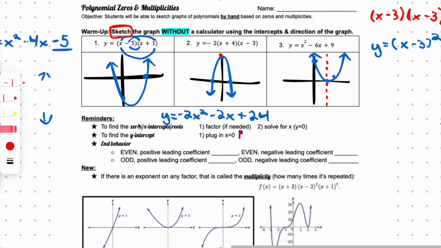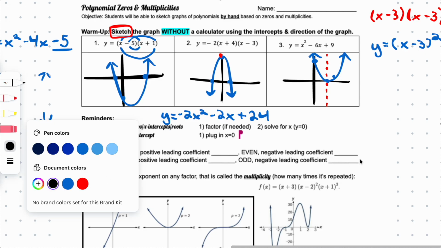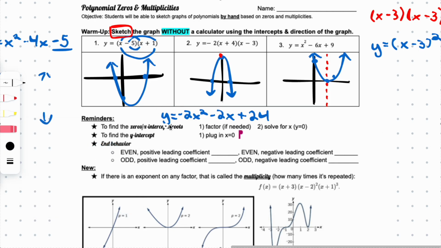Some important characteristics we should remind ourselves of when we're graphing functions like these: find the zeros and x-intercepts, also known as the roots, find the y-intercept, and factor if needed, which we did up here. Plug in x equals 0, which we could do in all of these cases. I converted them to standard form and just found the c value. And we can also solve for x when y equals 0.